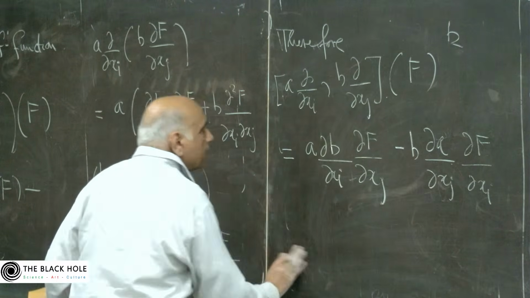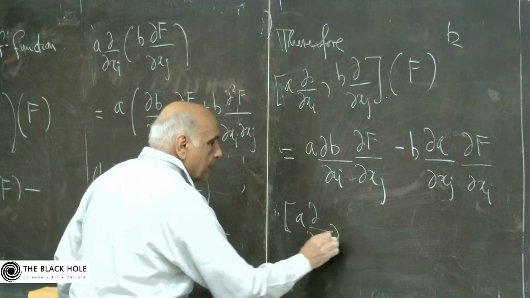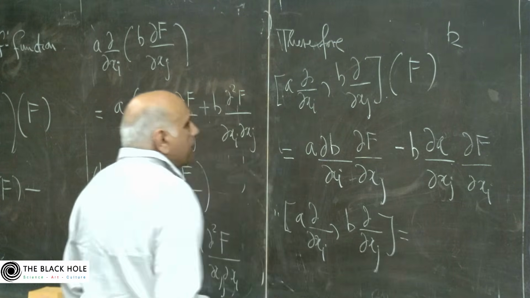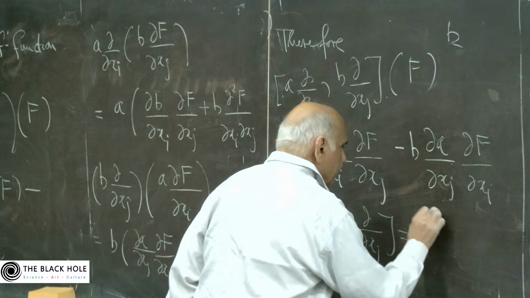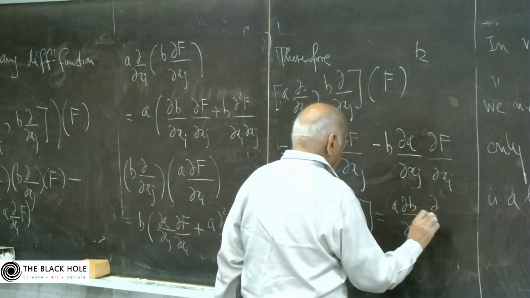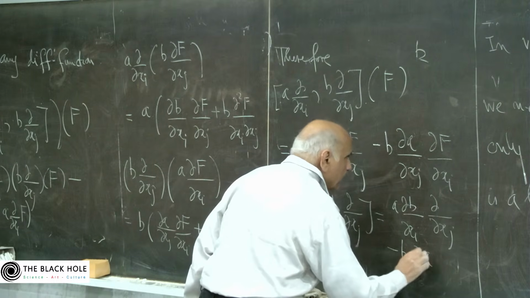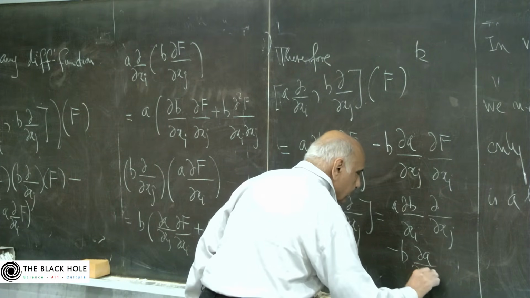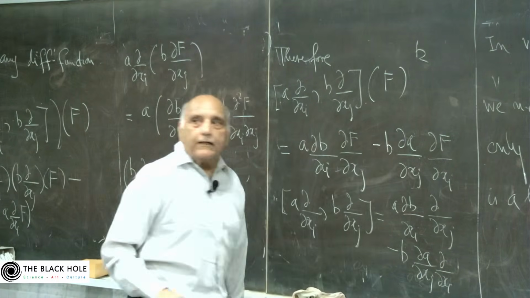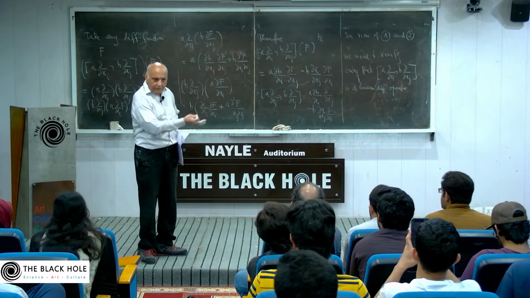So as an operator, therefore, A partial by partial xi bracket B partial by partial xj is A times partial B by partial xi partial by partial xj minus B partial A by partial xj partial by partial xi. Is this a linear operator or not? Are there any higher order terms? So this is linear.